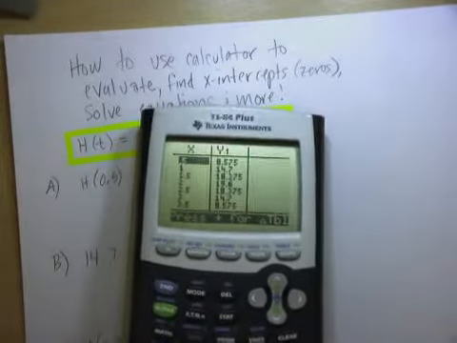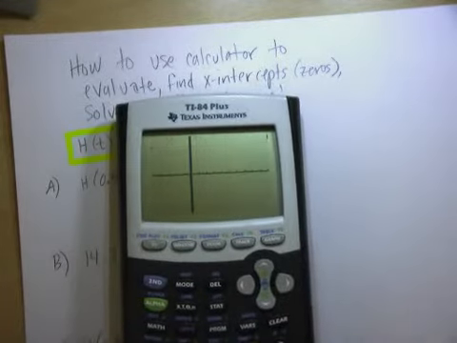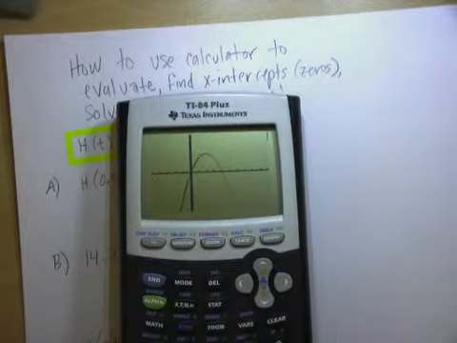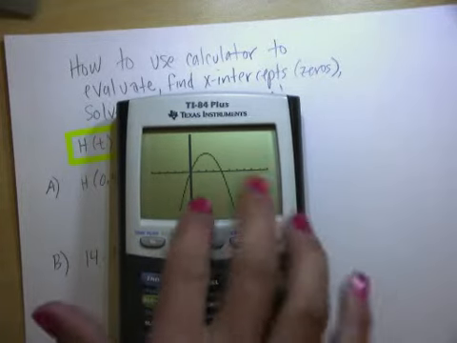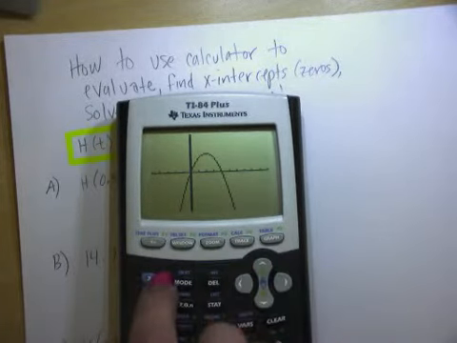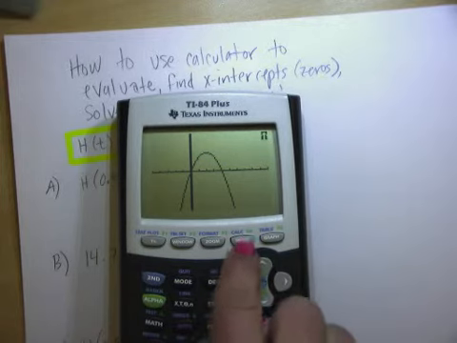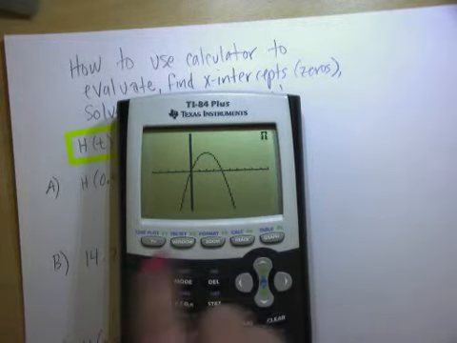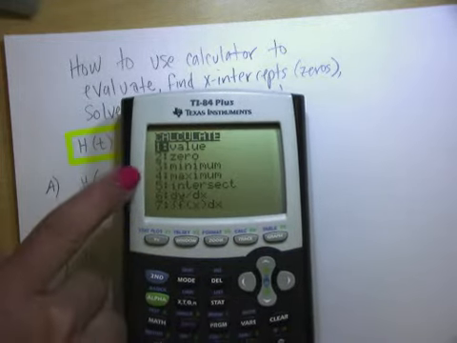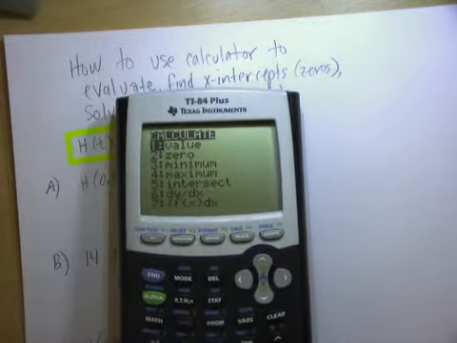A second way to evaluate a function when you have a graphing calculator is you can actually do it off this screen. So in this case, on this screen, you're going to want to go to the calc menu. So you're going to have to press this button, or blue, and then trace. And in this case, the first option says value.